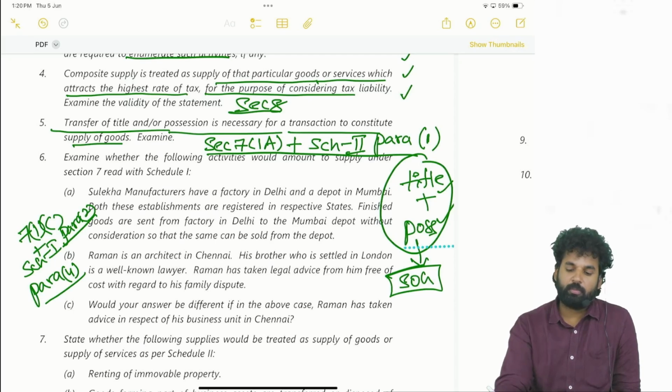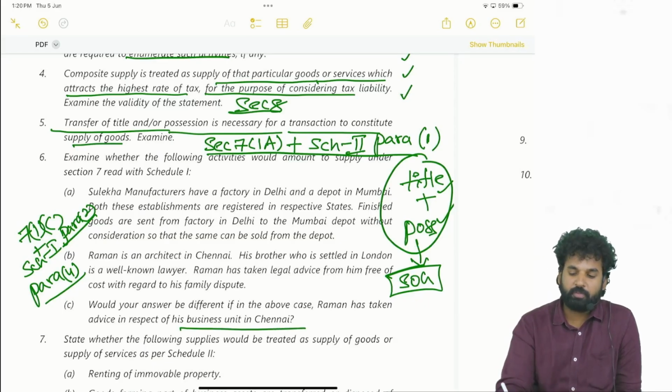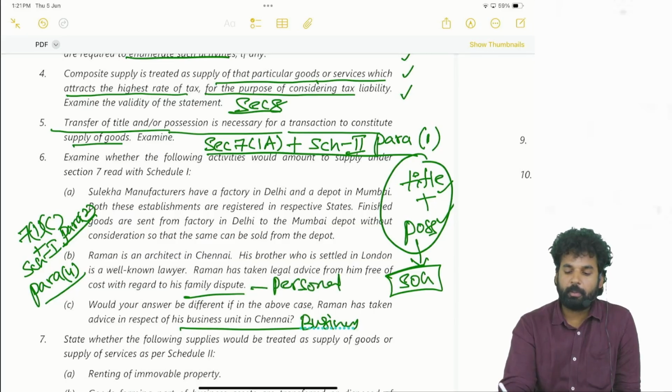Next, would your answer be different if in the above case Raman has taken advice in respect of his business unit in Chennai? That means for the purpose of business. Earlier it is for the purpose of family dispute, meaning personal. Here the purpose is business.